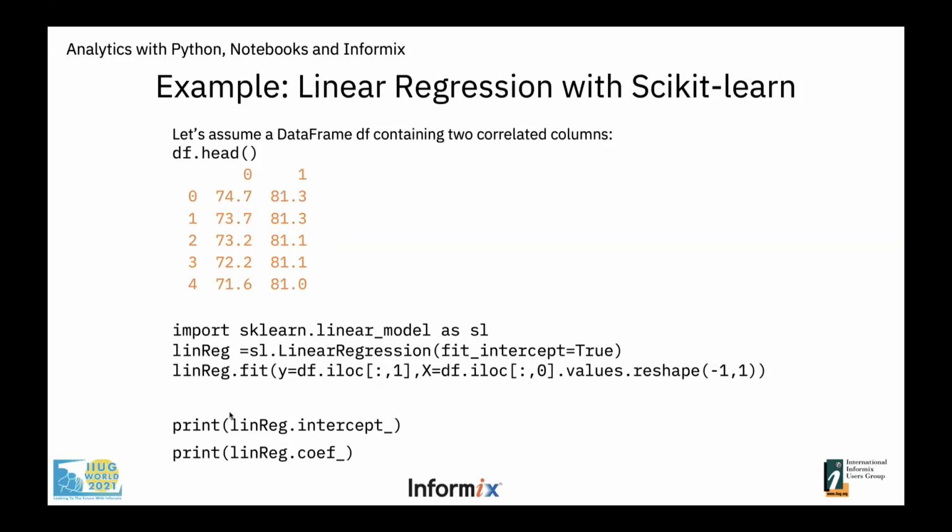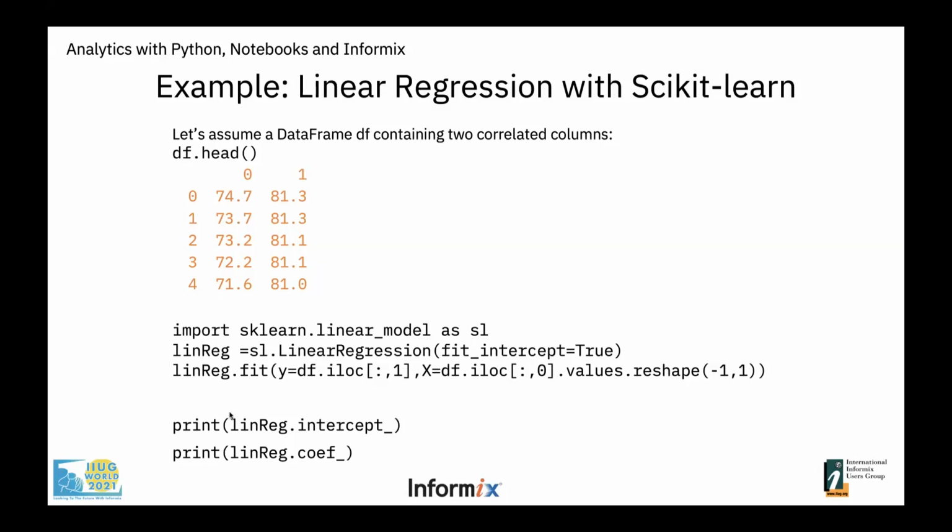For y, you are selecting with df.iloc the second column. Why are we selecting the second column? Because we are saying we want all rows, and 1 is the second column. And for x, we are also selecting all rows, and we are selecting the first column, which is labeled 0. And when we have called that, we have trained our model.